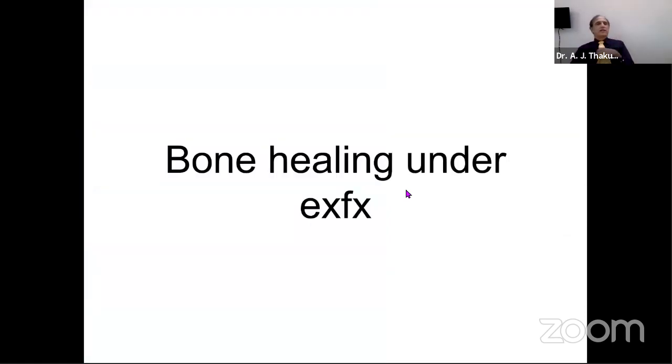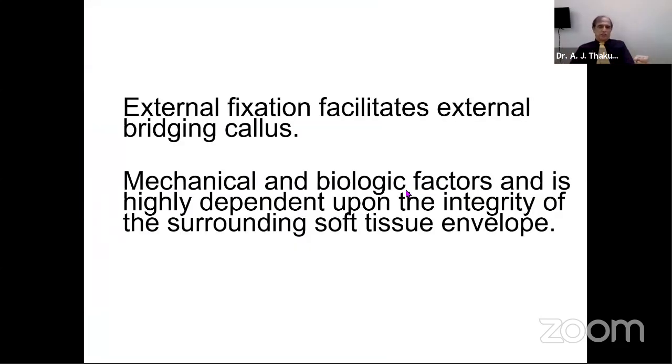How does bone heal under an external fixator? External fixation facilitates bridging callus. It promotes formation of a lot of callus on either side of the fracture. There are various mechanical and biological factors which will affect this. What is also important is the health of the surrounding soft tissue. If the soft tissues are damaged extensively, there will be trouble in healing, callus formation, or bone healing. But if they are in good shape, the chances are good.